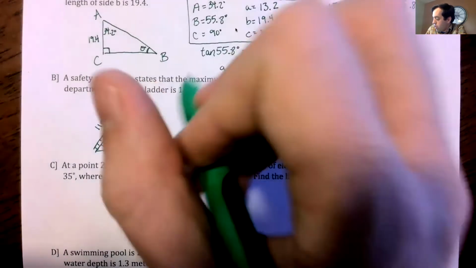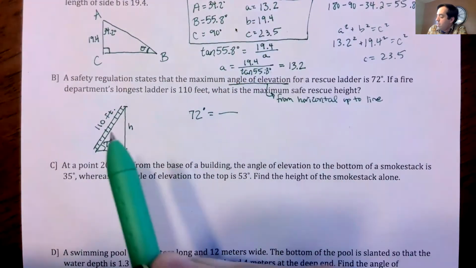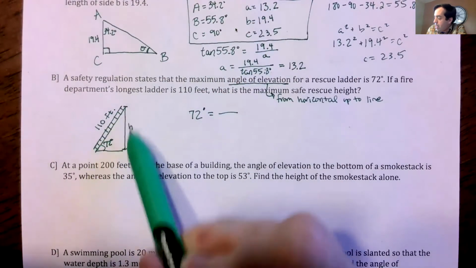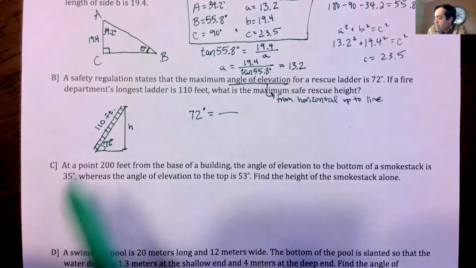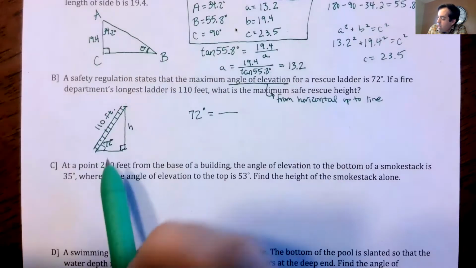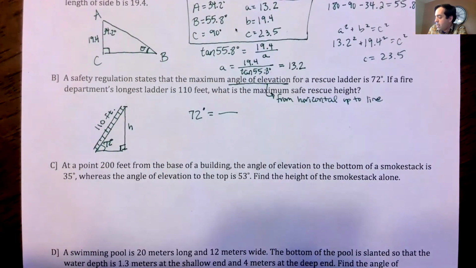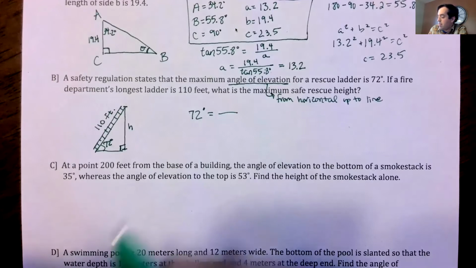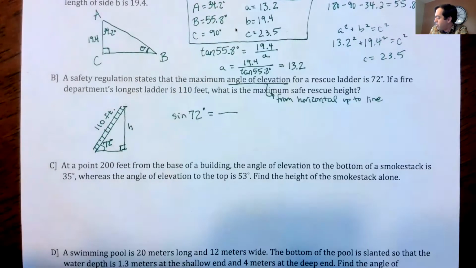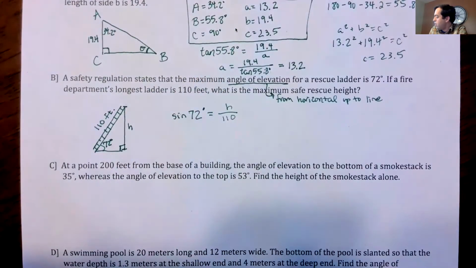So let's think about this. We are going to have some trig function of 72 degrees equals a fraction. I'm going to want to use the 110 and the h because I'm trying to solve for h. So if I think of the 72 degrees as our theta, the h is the opposite, and the 110 is the hypotenuse. So if I think about SOHCAHTOA, opposite and hypotenuse are part of the SOH, S-O-H, and that means sine. So we're going to do sine of 72 degrees equals h over 110.